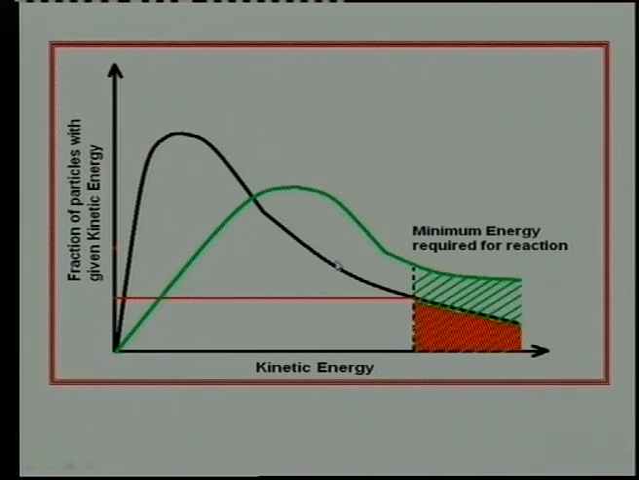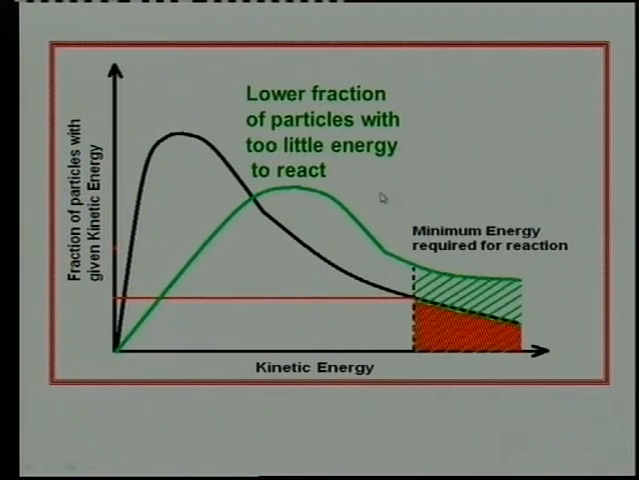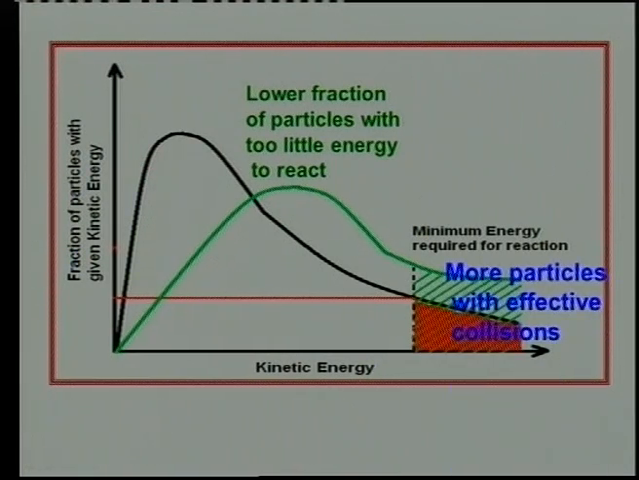And this is then how we use the Maxwell-Boltzmann curve to show that an increase in temperature leads to an increase in reaction rate. We're now going over to another scenario with Maxwell-Boltzmann. Okay, there we just add that lower fraction, and there we've got more particles with effective collisions. And now we go to another scenario where we use a catalyst.